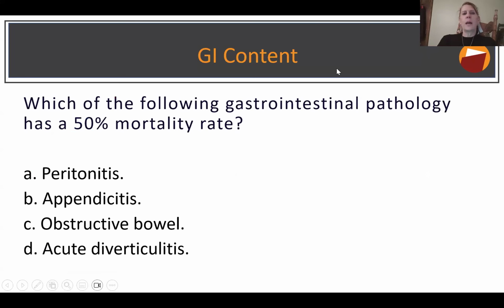Which of the following GI pathologies has a 50% mortality rate?